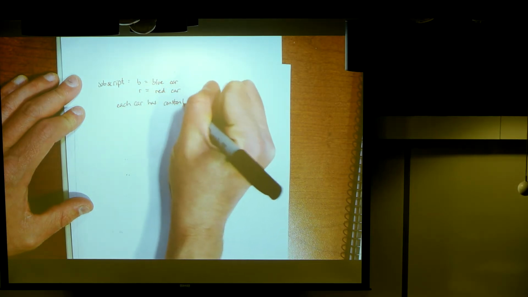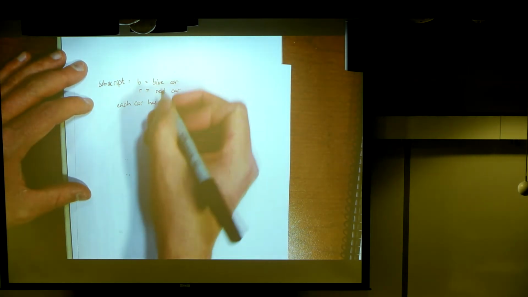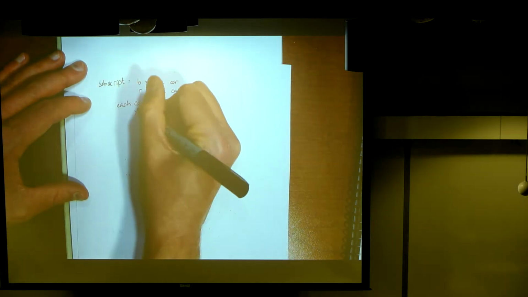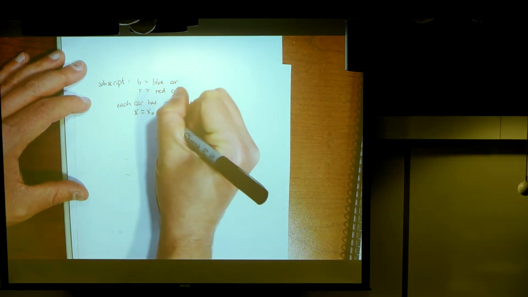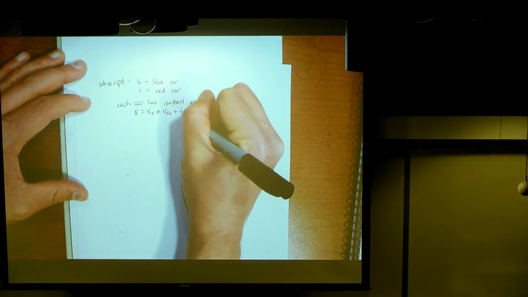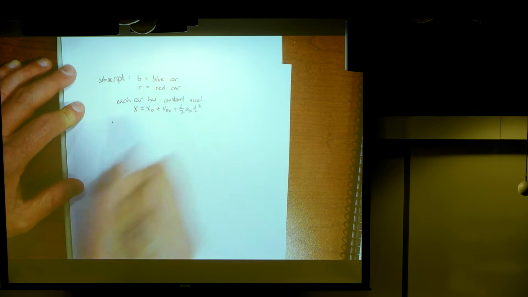Now each car has constant acceleration. And that means we can use the kinematic equations, any one of them, to describe the motion of these cars. So what I'm going to pull out for the kinematic equation that's going to be most useful here is x equals x naught plus v naught x t plus a half a x t squared. Okay, and what I'm going to do is I'm going to apply this equation to each car individually. So here, let's just really break that down.